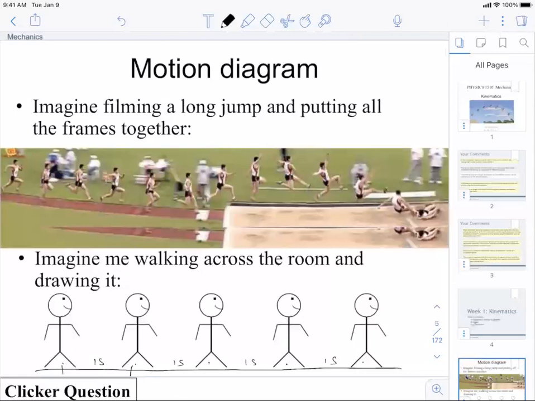And you can see I'm walking with a very steady speed. So you can see that the change in my position is an equal distance from here to here, to here, to here. This is it. This is a motion diagram. Later on, we'll make it a little bit more abstract, but imagine you're drawing it. I'm sure we all know how to draw it.